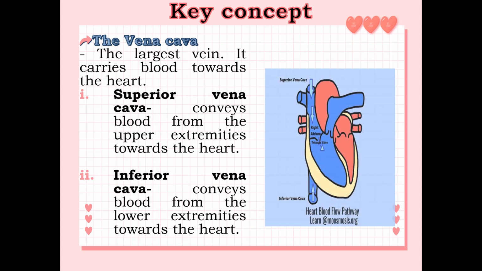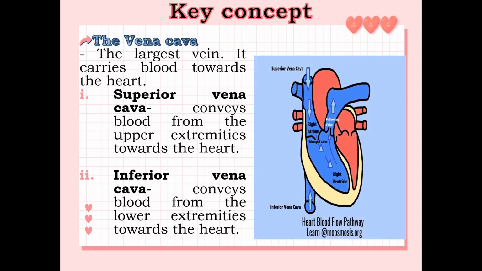Vena cava. The vena cava is the largest vein. It carries blood towards the heart. There are two types of vena cava. The superior vena cava, it conveys blood from the upper extremities towards the heart, and the inferior vena cava conveys blood from the lower extremities towards the heart.